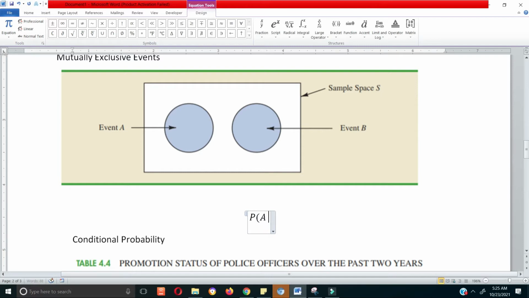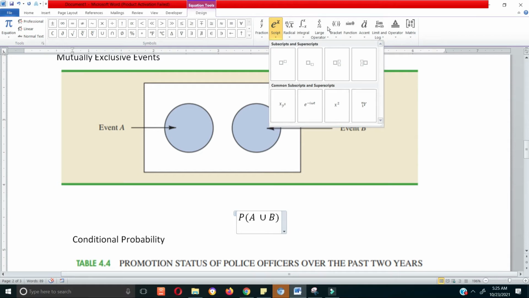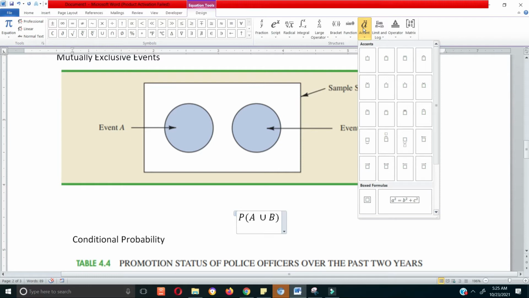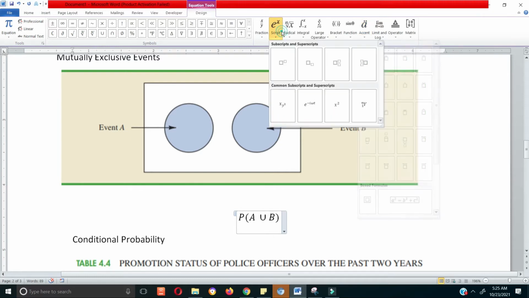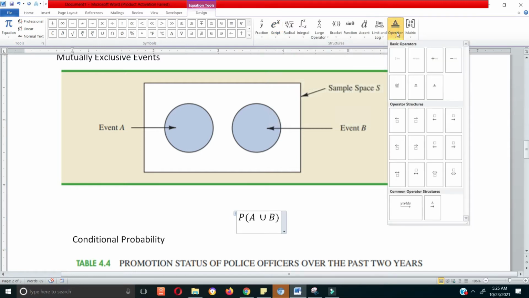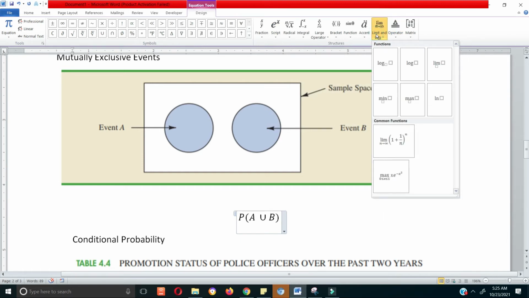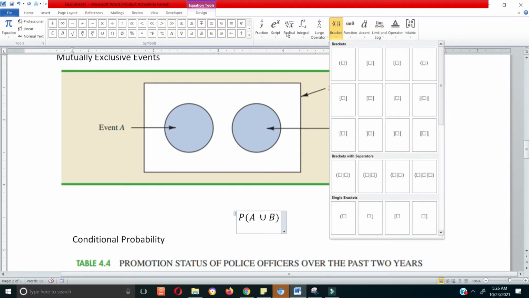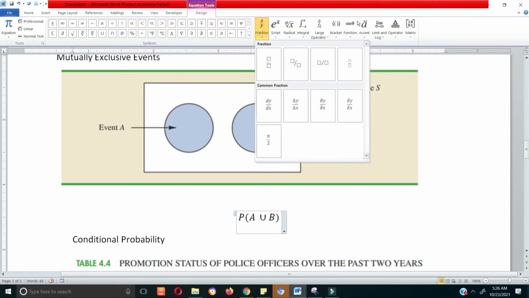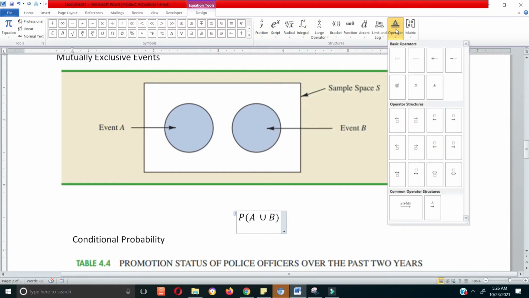So if you have mutually exclusive events, the probability of A union B for the mutually exclusive events, let me just see if I can get an accent or some kind of a script. Limit. Okay, I think there's nothing. Maybe an operator.